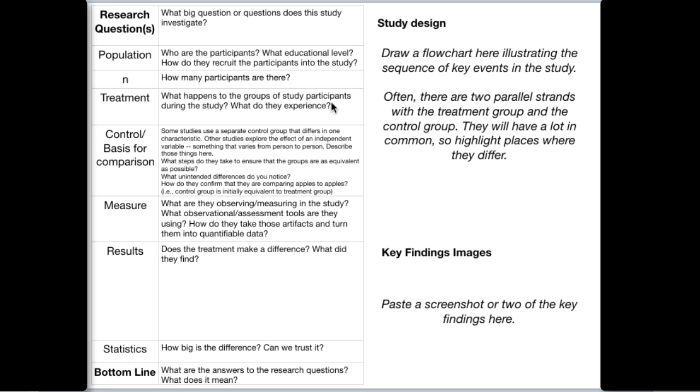This would go with the treatment and control, and often there are two parallel strands where you see the treatment group on one side and the control group on the other side, and they're going to have a lot of things in common that they had as part of their experience, and there's going to be some differences, and you'll want to highlight those differences. And then lastly, there's a spot for you to paste in a screenshot or two of the key findings, the most important figures or tables. In the end, you've got to get a concise summary of the most important things about this paper that we'll be able to discuss in class.